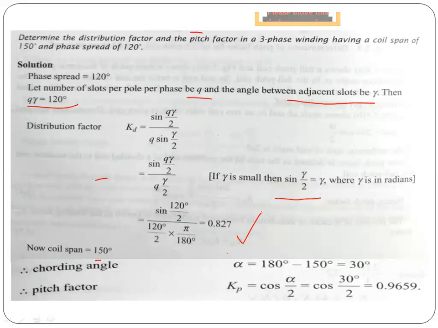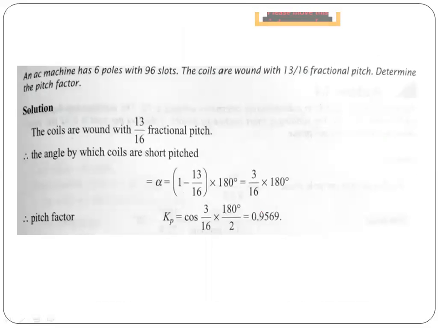And the angle alpha equals 180 minus 150, that is 30 degrees. The pitch factor equals cos alpha by 2, that is cos 30 by 2, which is 0.9659. These are the values we have calculated for the given coil span of 150 degrees and phase spread of 120 degrees.